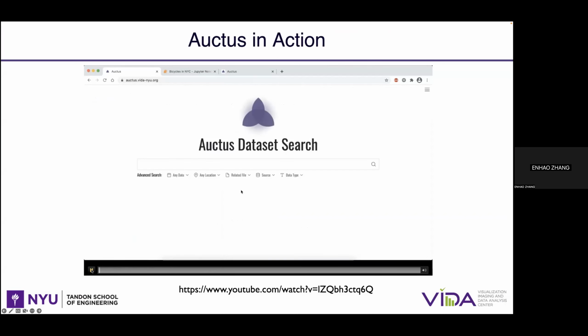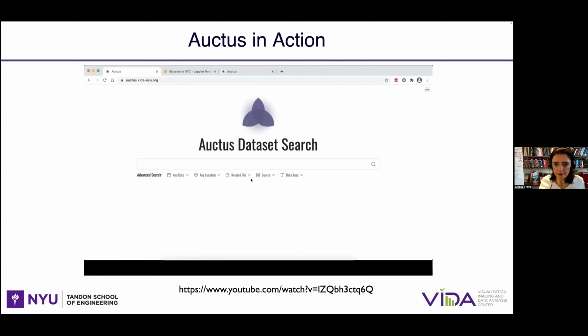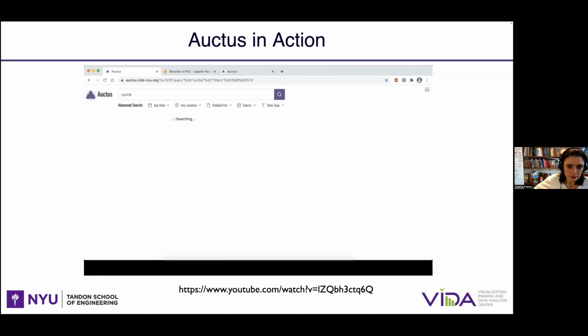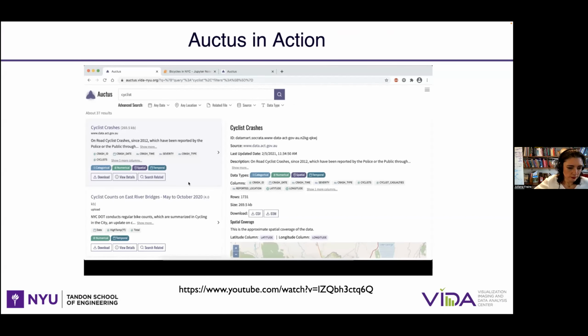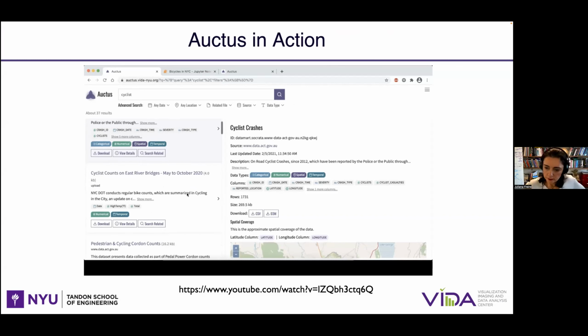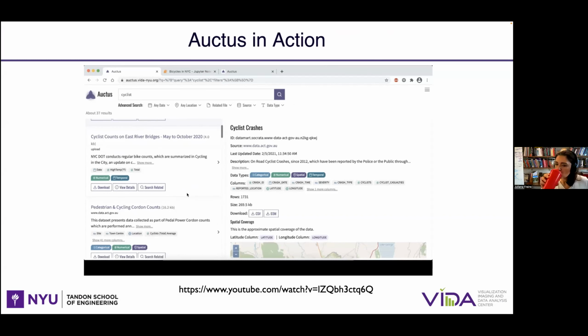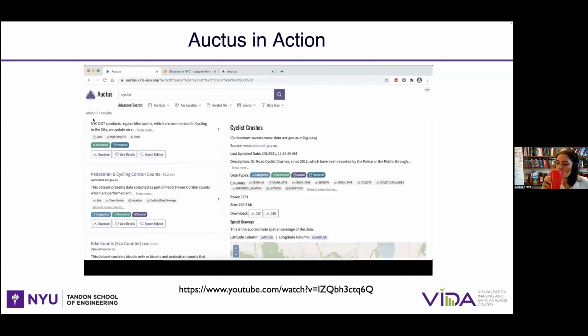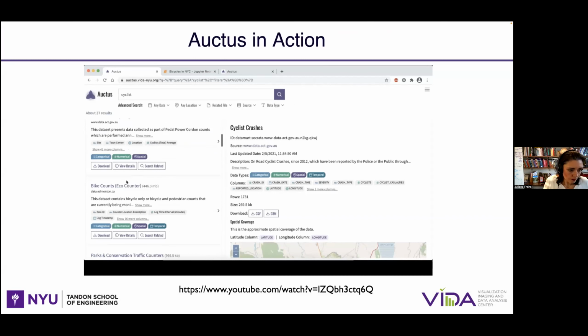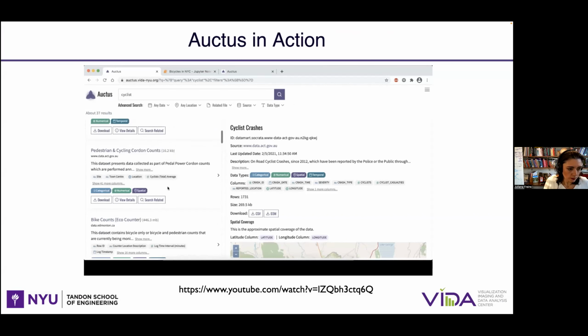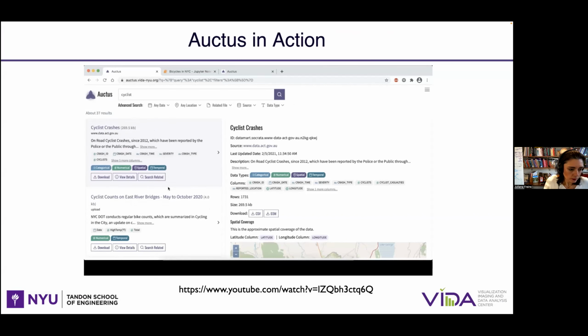Auctus is a search engine like Google, but for datasets. Similar to Google, you can pose keyword-based search queries. For example, you can search for datasets on cyclist behavior by typing in the search box. Auctus then retrieves and ranks the most relevant datasets from its index. For this particular example, Auctus fetched over 30 results. We can quickly inspect them. Let's explore the highest ranked result, cyclist crashes in Australia.